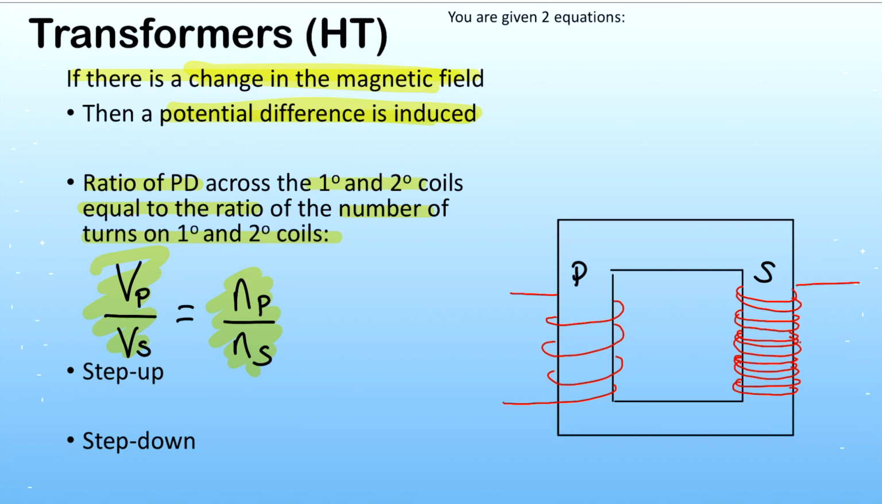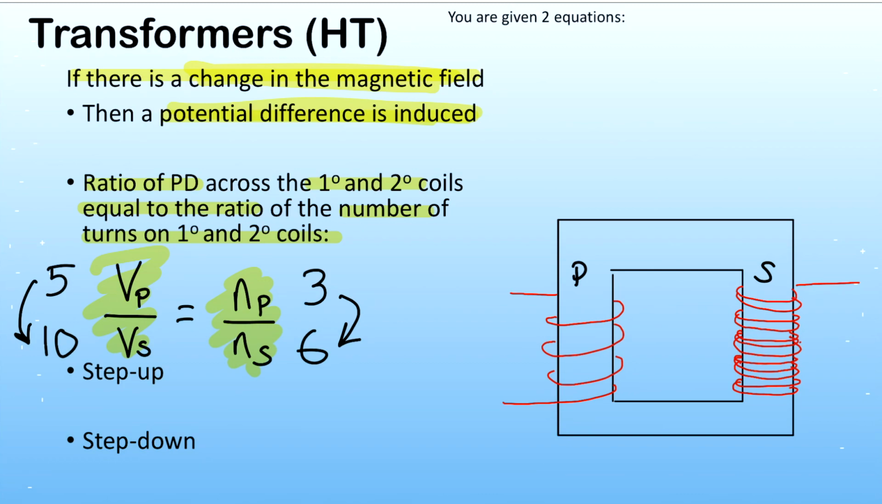So if on the left hand side we have a voltage of 5 and on the right hand side we have a voltage of 10 being created, if we have 3 coils on the left, there's going to be 6 on the right. So by increasing the number of coils, we're increasing the number of volts we get.